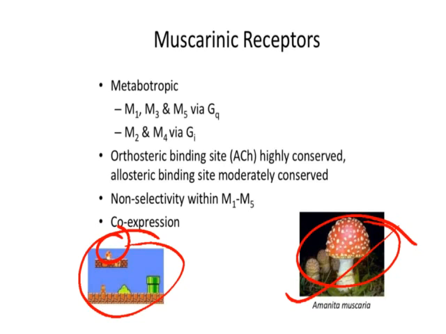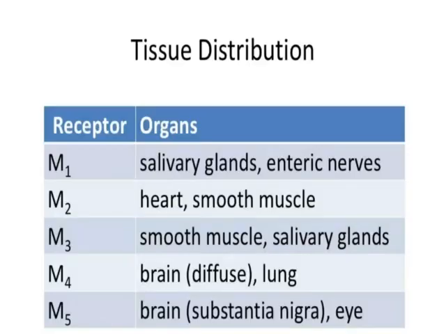There are 5 muscarinic receptors. Generally we have to study only 3 receptors, that is the M1 receptor, M2 receptor as well as M3 receptor. The next part is how the distribution of tissue takes place, or where these muscarinic receptors are present in different types of tissues. The M1 receptor is present in salivary glands and enteric nerves. Then the M2 receptor is present in the heart and smooth muscles.